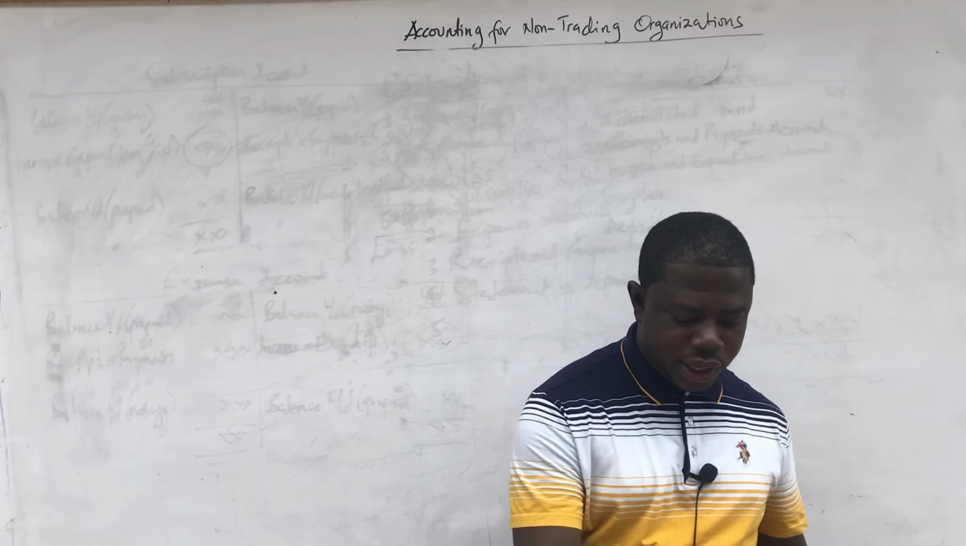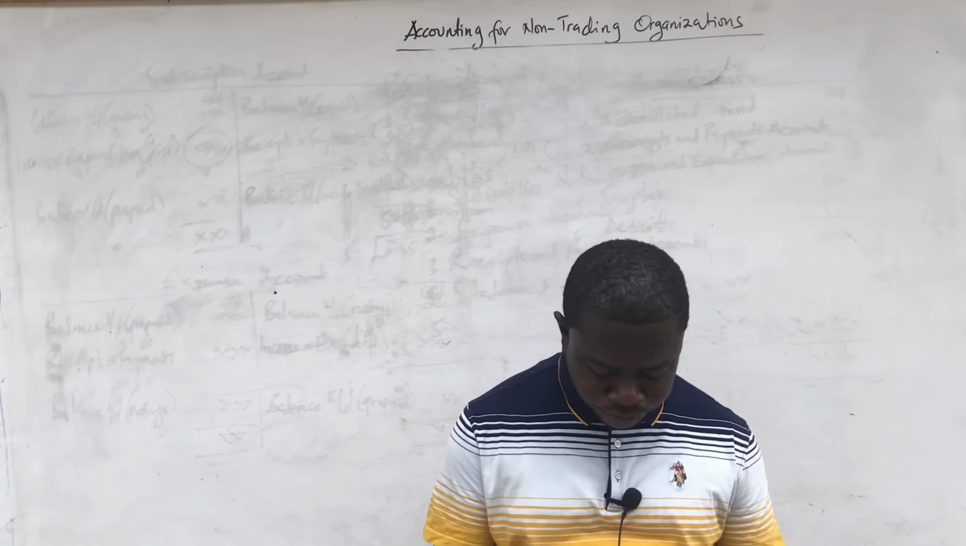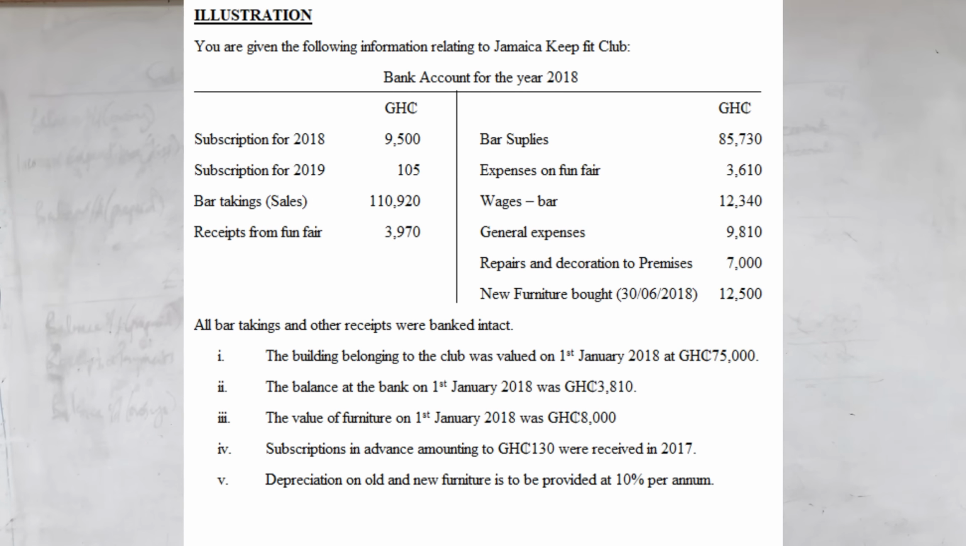Okay, so let us take the question together. You are given the following information relating to Jamaica Keep Fit Club. So we have the bank account for the year 2018. The bank account in this case is the receipt and payment account.